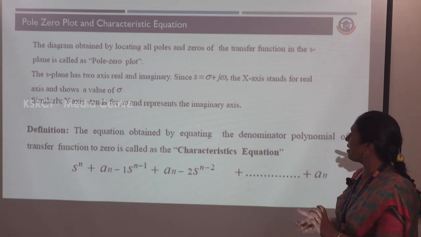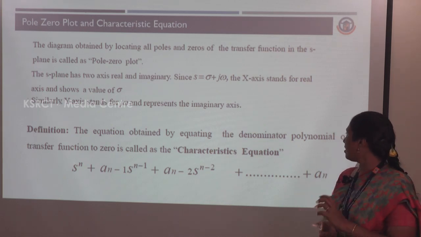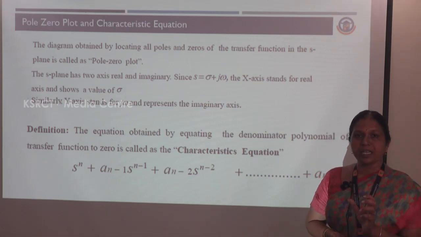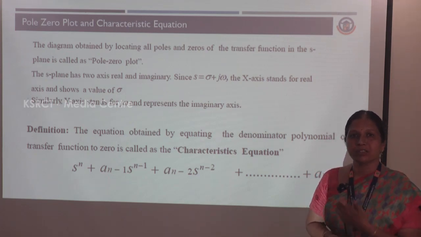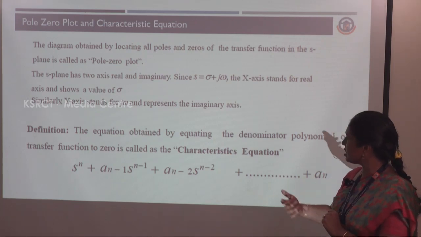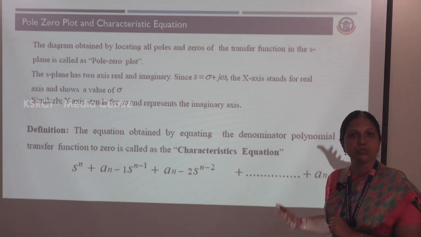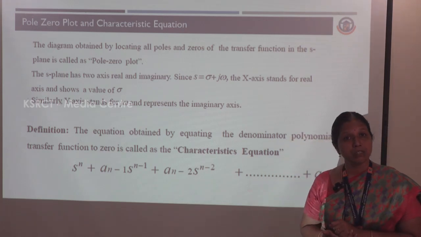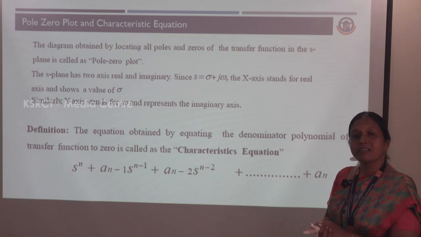And next is characteristic equation. The characteristic equation can be obtained by equating the denominator polynomial of the closed loop transfer function to 0. In the previous slide we can see the transfer function of the closed loop system. So if we equate the denominator polynomial equal to 0, we get the characteristic equation.